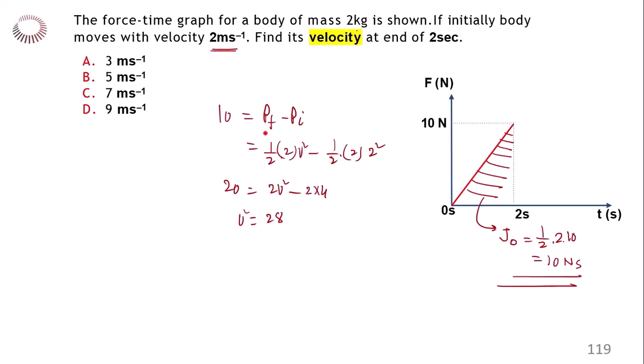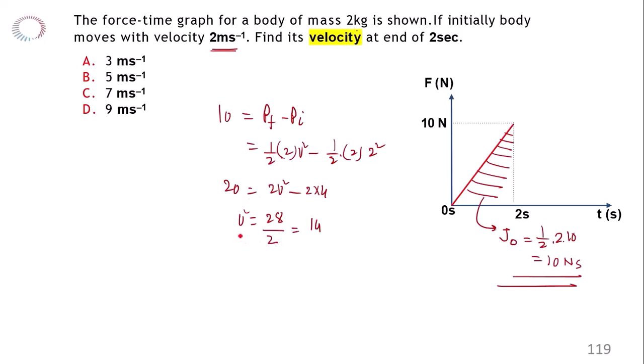No, root of 28 is not the correct one. The area is half into 2 into 10, so this is 10. Initially the body is moving at 2 meters per second and the mass is 2 kg. Half m v square, so 20 equals 2 v square minus 2 into 2 square, which means 4. 4 into 2 is 8. 8 plus 20 is 28, and 28 by 2 means 14.